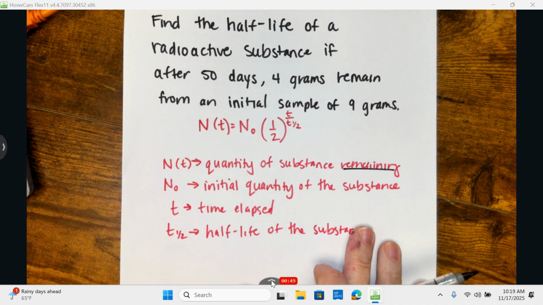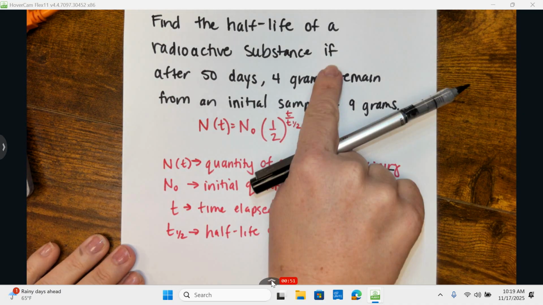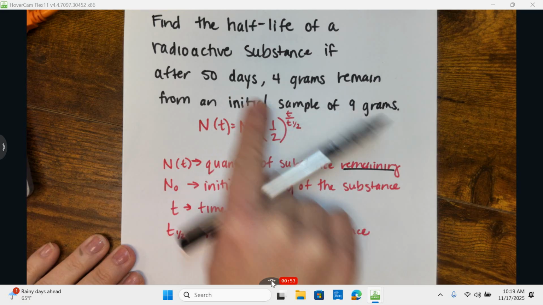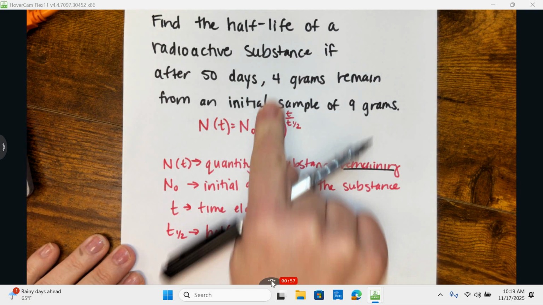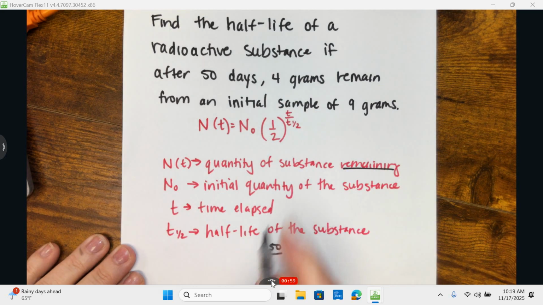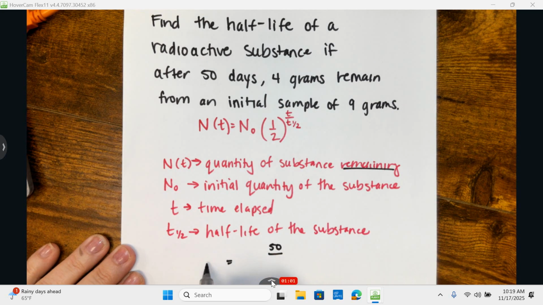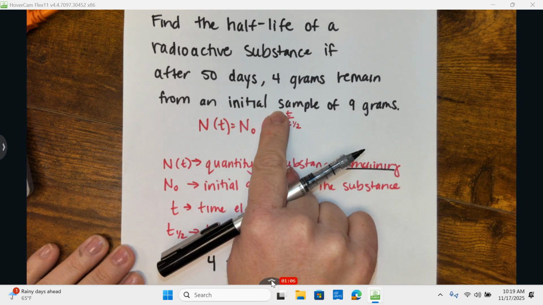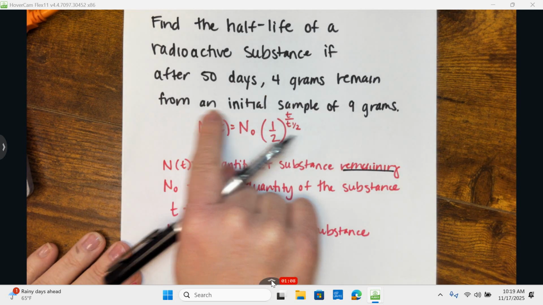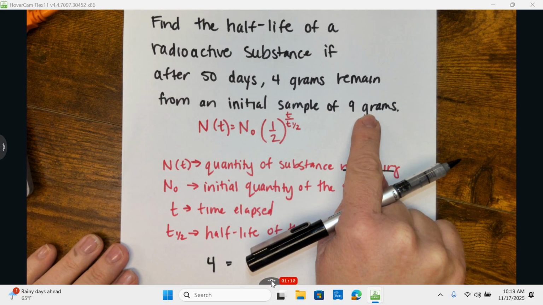Let's look at what we have. Find the half-life of the radioactive substance if after 50 days. After 50 days, that's the time that's elapsed. 4 grams remain, so that's the remaining quantity. 4 grams remain from the initial 9 grams, so this is the initial amount that we have.